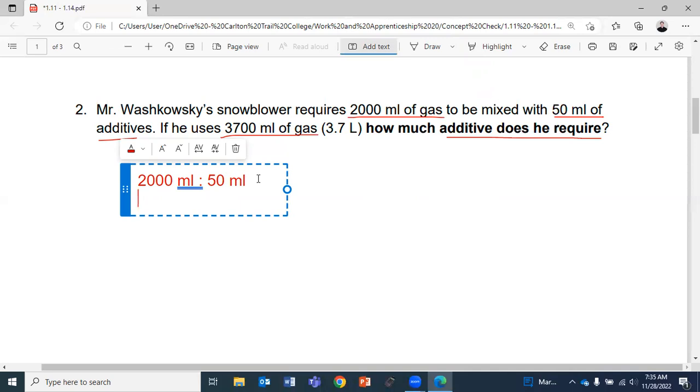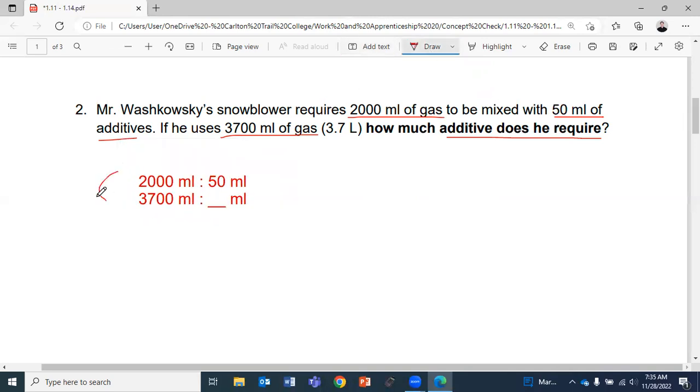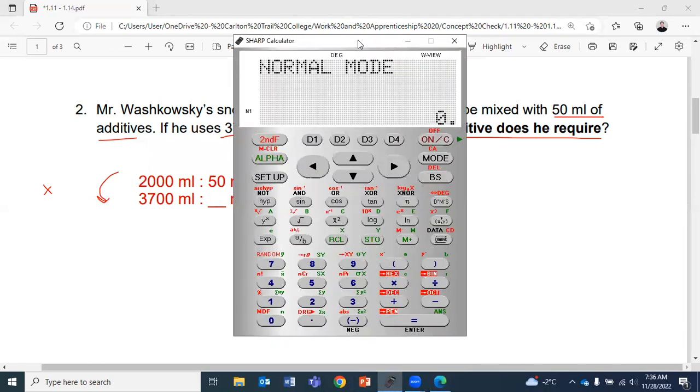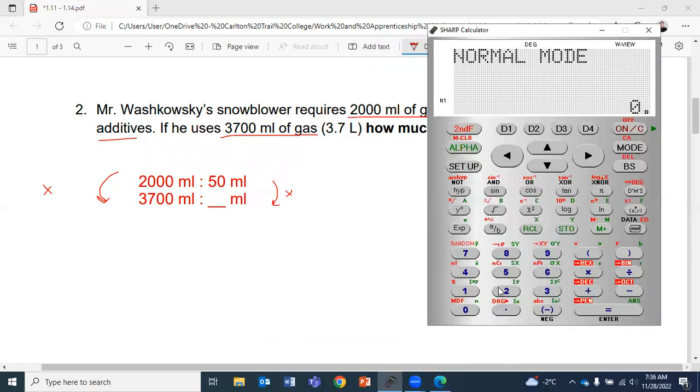So the question then asks me, what happens if I give you 3,700 milliliters of gas? How much additive is that going to be? This is answered the exact same way. All I'm doing is taking this 2,000 and multiplying it by something to get my answer of 3,700. I don't know what that something is yet, but I can use my calculator to figure it out. So bear with me while I load that up. I took 2,000 and multiplied it by something to get to 3,700. I can reverse engineer that by figuring out how many times 2,000 goes into 3,700, which is the same thing as 3,700 divided by 2,000.